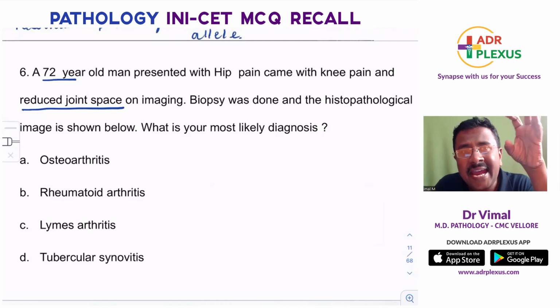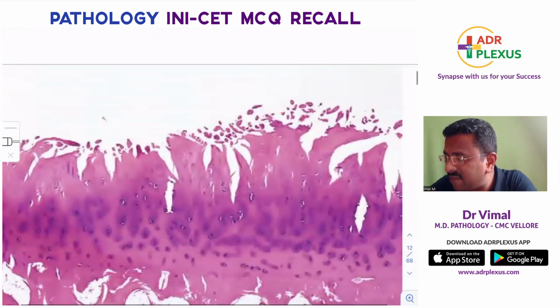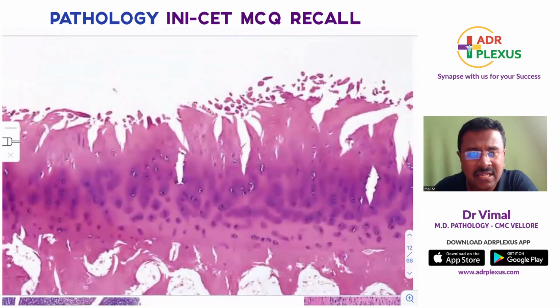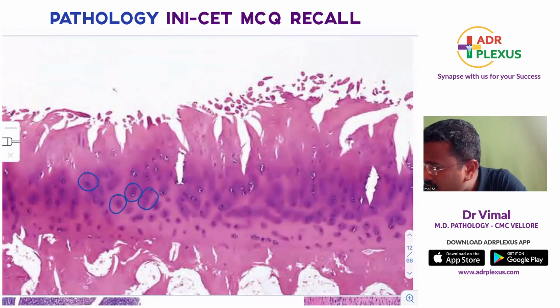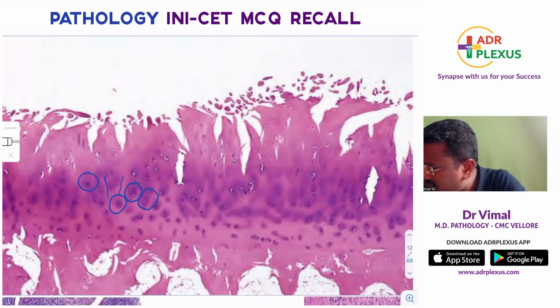Okay, so with the age related factor and the involvement of the joint with age, and also with the reduced joint space, what image would have been given if it is a case of osteoarthritis? In osteoarthritis, you can see this is the articular joint surface, and there will be proliferation of the chondrocytes, and there will be edema. Edema fluid will be collecting in the joint cartilage.